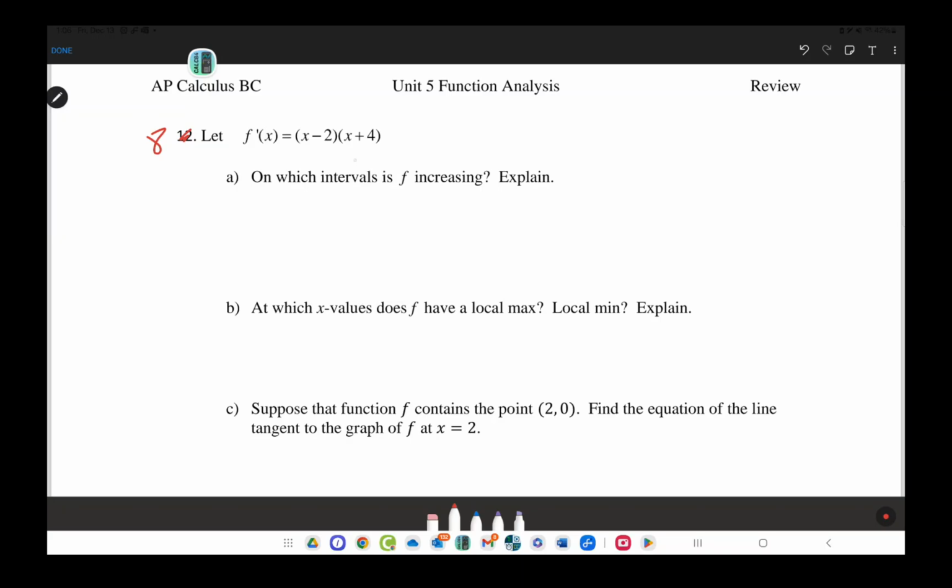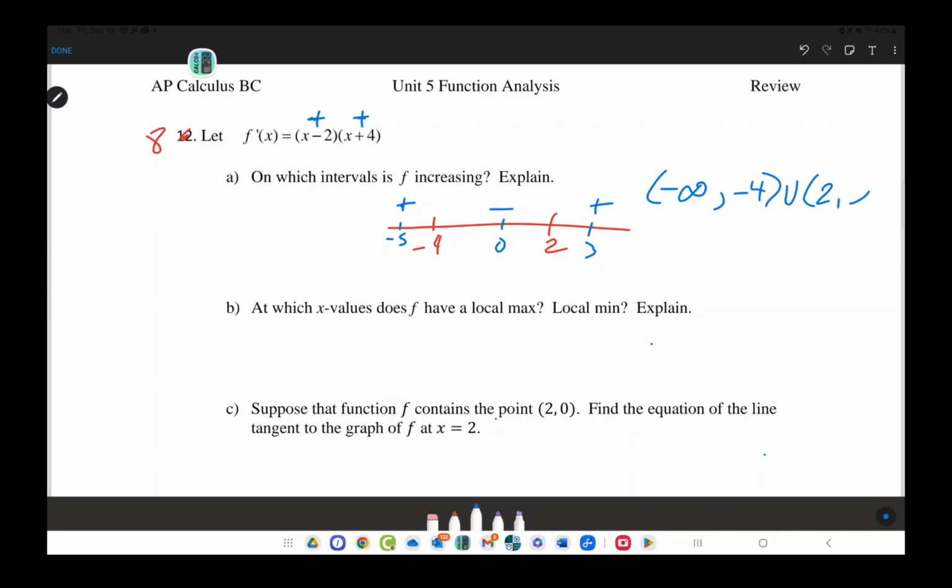So we have the derivative, we have the zeros, so let's do a little chart here. We have -4 and 2. We're going to pick values around there just to see what's happening. If I plug in -5, that gives me a negative and a negative, so positive. If I plug in 0, that gives me a negative and a positive, so negative. If I plug in 3, I get a positive and a positive, so positive. So where's the function increasing? Everywhere up to -4, and then everywhere after 2.